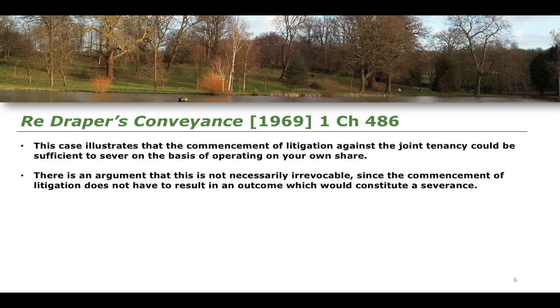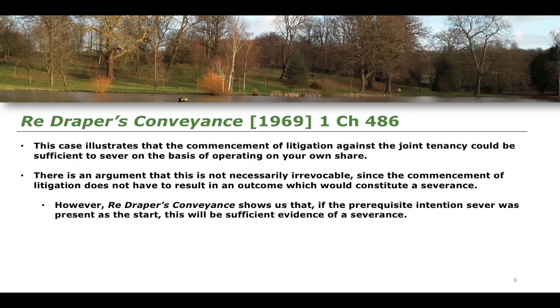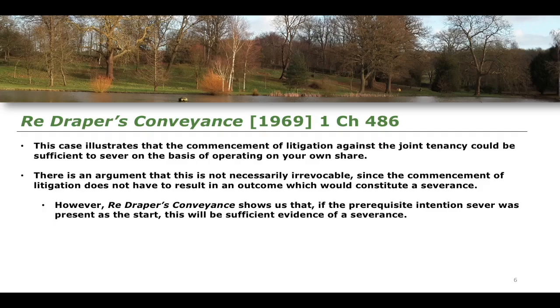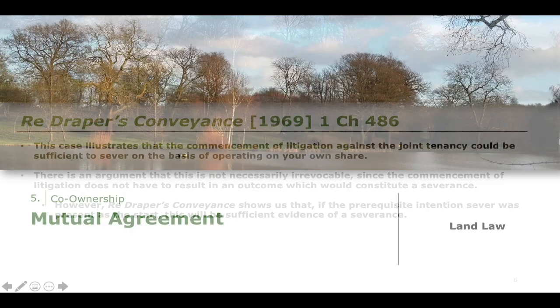So it sort of challenges the basic conception of acting and operating on one's own share, given the fact that what we have here is an example of something that may not be irrevocable. Note that the general principle of an act which constitutes a severance would be an act which is irrevocable, but this case points in a different direction to an extent. But what the Draper's conveyance shows us is that if there is a prerequisite intention to sever, and this intention was present at the start of the process, then this would be sufficient evidence to show that a severance has taken place, even if it wasn't necessarily an irrevocable act itself.